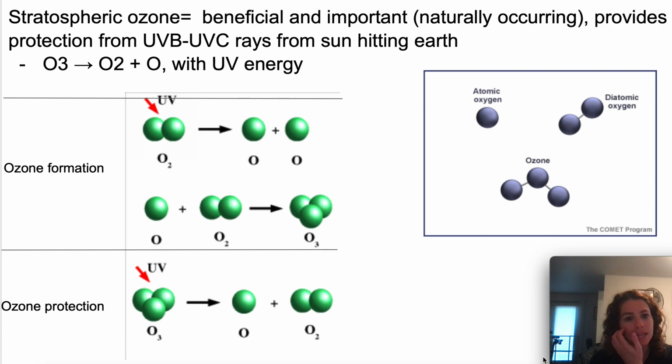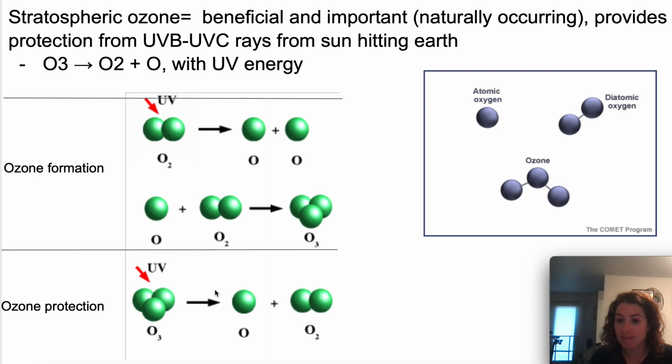Here we can see the 3 different types of oxygen molecules that we'll have in our atmosphere. We have atomic oxygen, which is just 1 atom of oxygen. Diatomic oxygen, this is O2, the form that we breathe, oxygen gas. And then ozone, which is O3. So how it works for protecting us is that UV radiation, instead of coming through and striking Earth, ends up striking this molecule of ozone, causing it to break into atomic oxygen and diatomic oxygen.